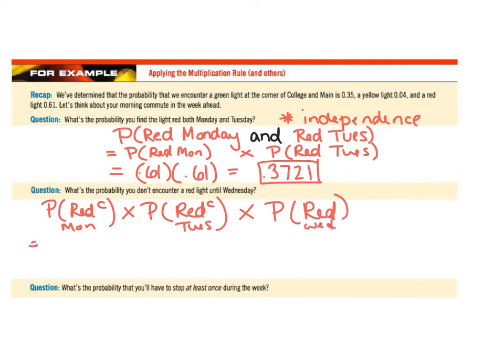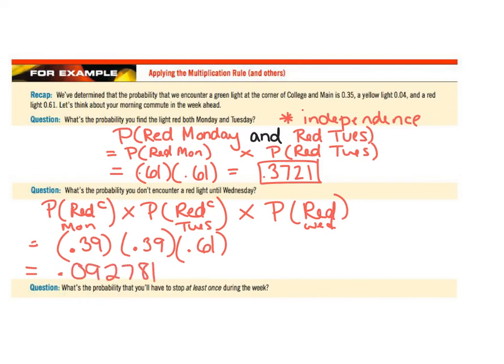So using the idea of a complement, it would be 0.39 for Monday. For Tuesday, the same thing. And then Wednesday, the probability that it is red would be 0.61. So let's see, if I put this in my calculator, taking it out a bunch of decimal places, that's pretty unusual. 9%, approximately.